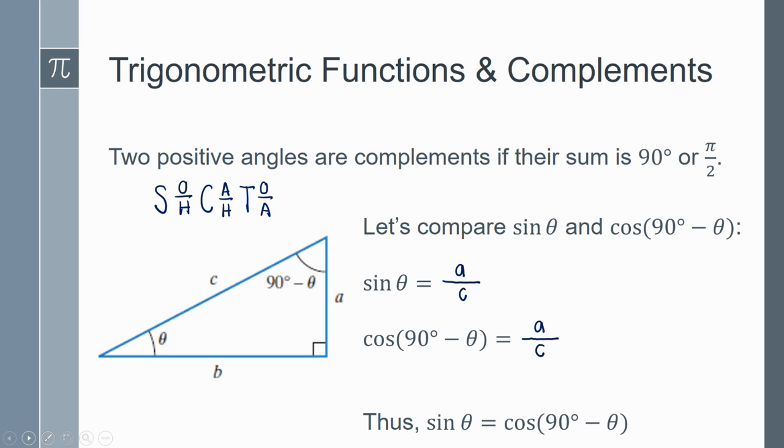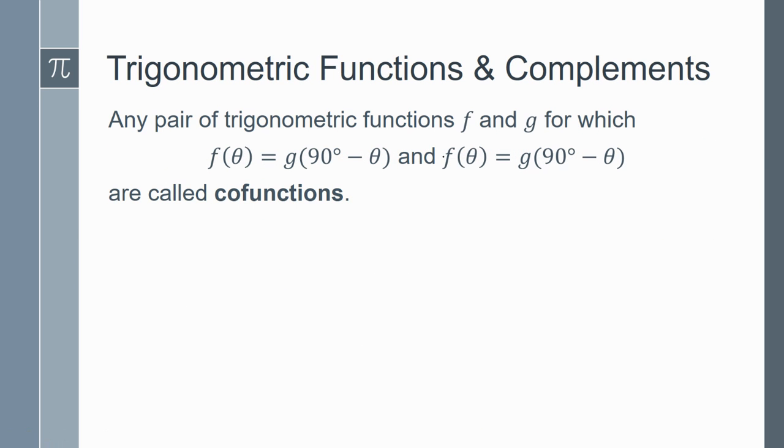That's because the sine of theta will always equal the cosine of 90 degrees minus theta. I just proved to you this new identity, which is called a cofunction. Essentially, cofunctions are where you're taking two of the angles in your triangle, and remember, they're complementary to each other. So f of theta equals g of 90 degrees minus theta, or g of theta equals f of 90 degrees minus theta. These are cofunctions.